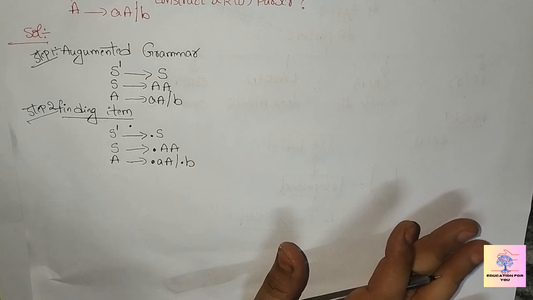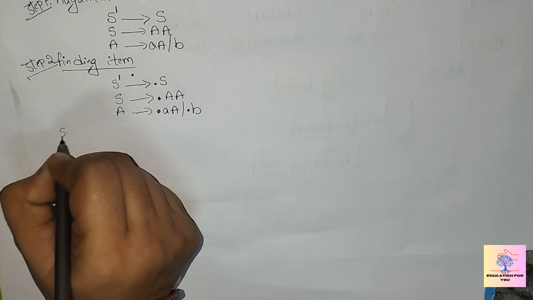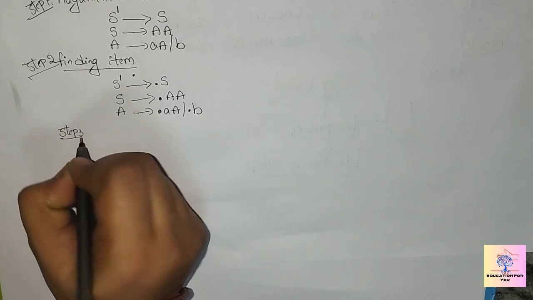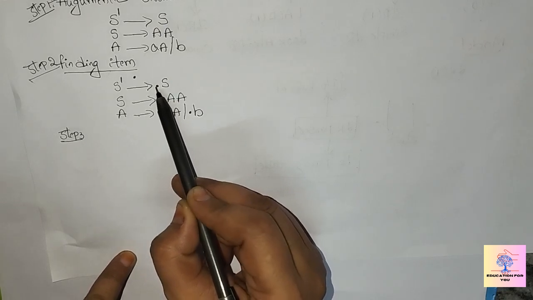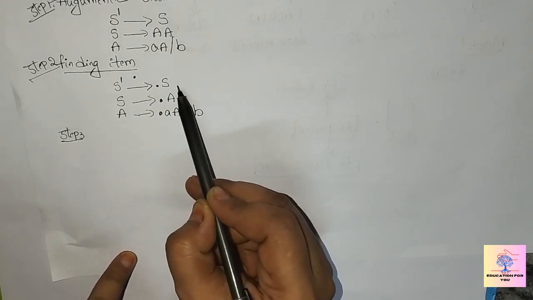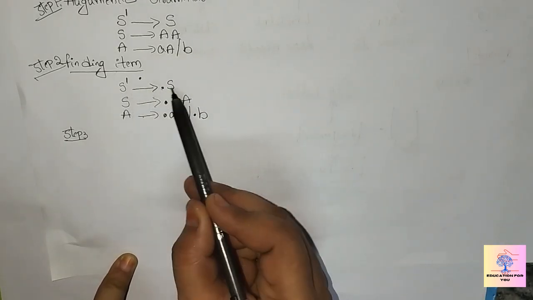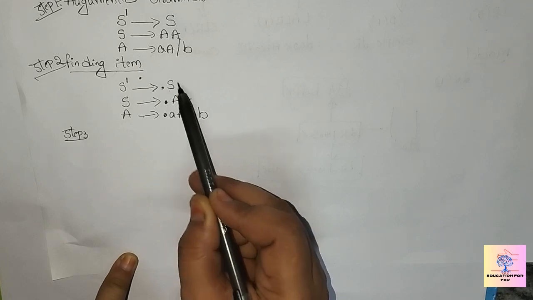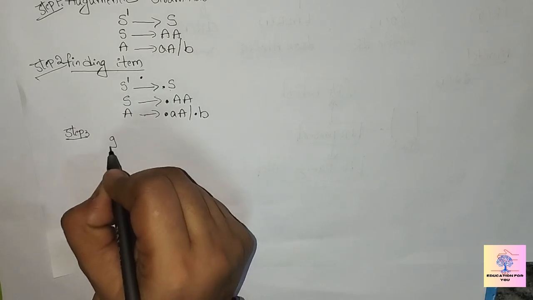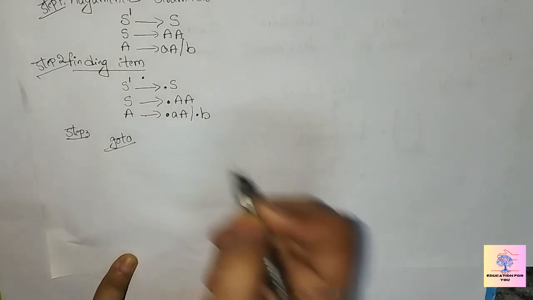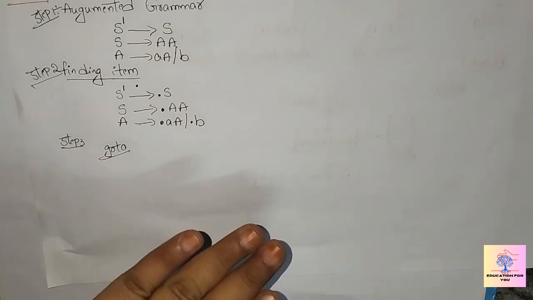Next, what is step 3 here? Our main aim is you have to shift this dot to the last of the right hand side of each production. That is, we have to perform the go to operation until the dot comes to the last symbol in every production. Let us see how to perform that.